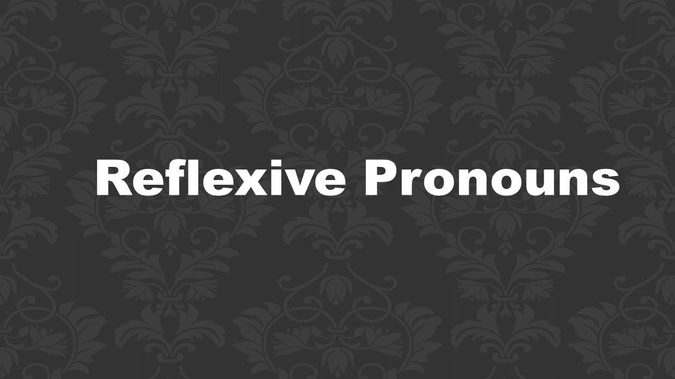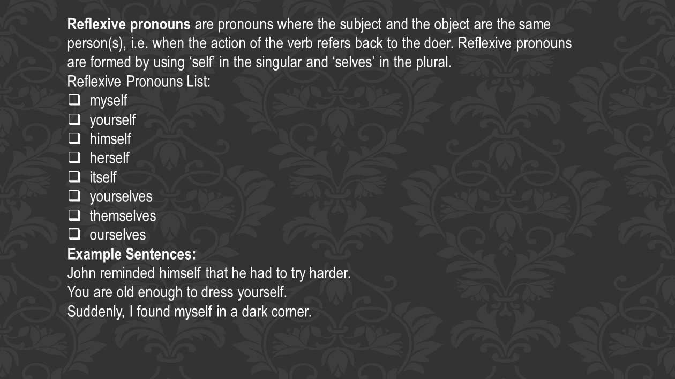Reflexive pronouns. What do we mean by the reflexive pronouns? Reflexive pronouns are pronouns where the subject and object are the same person. That is, when the action of a verb refers back to the doer. Reflexive pronouns are formed by using self in the singular and selves in the plural, like myself, yourself, himself, herself, itself, yourself. Yes, for example, John reminded himself that he had to try harder. You are old enough to dress yourself. Suddenly I found myself in a dark room.